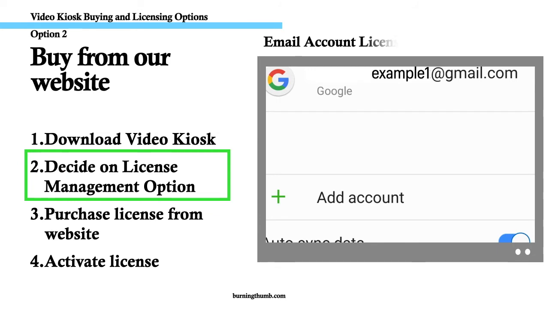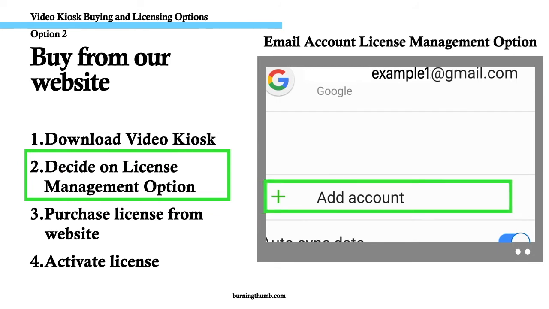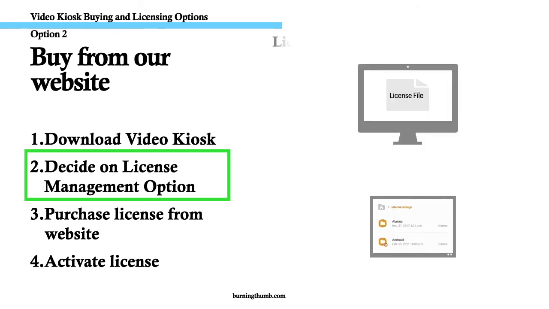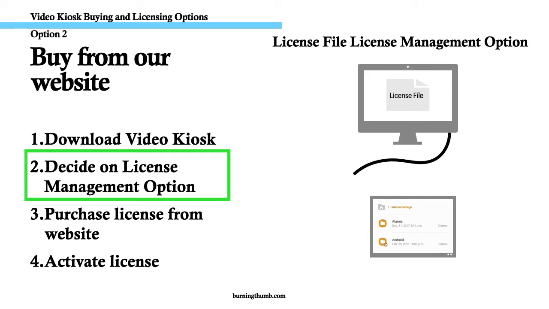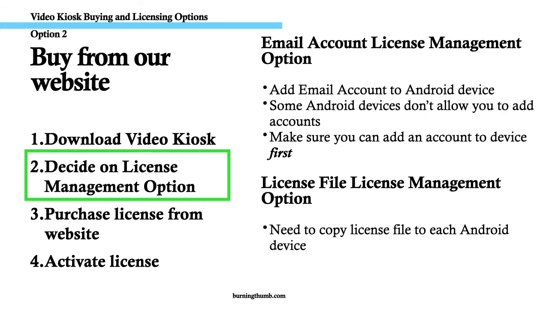Step 2. Decide which license management option you will be using. You can manage your licenses using one of two options. The email account license management option, where you add an email account to each of your Android devices, or the license file license management option, where you place the license file that we send to you on each of your Android devices.